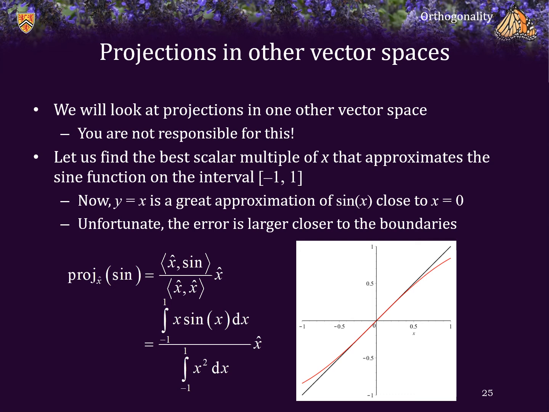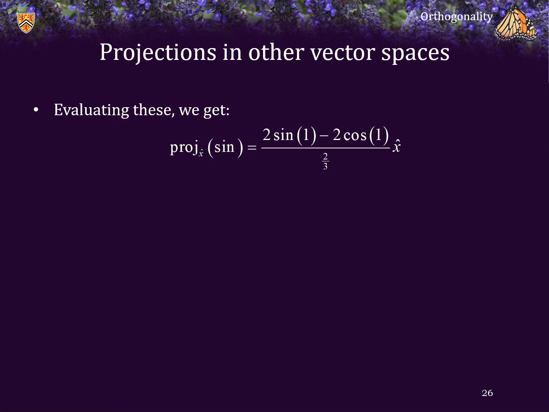All right, now in your calculus course, you will learn how to evaluate these integrals. So evaluating this, the numerator just works out to twice sine of 1 minus twice cosine of 1 all over 2/3 times the function x. So if we evaluate this ratio and approximate it as a floating point number, we get that this is approximately the polynomial 0.9035 times x.